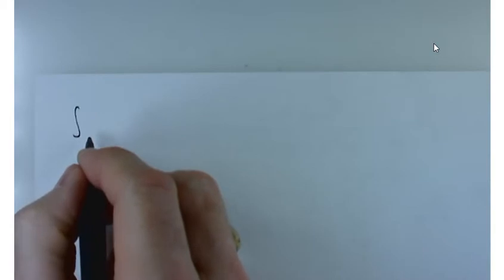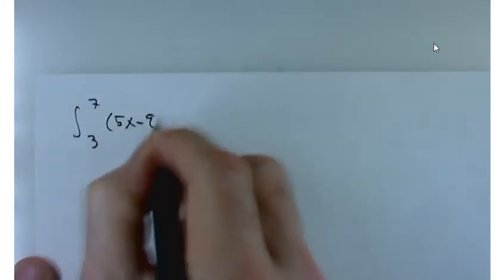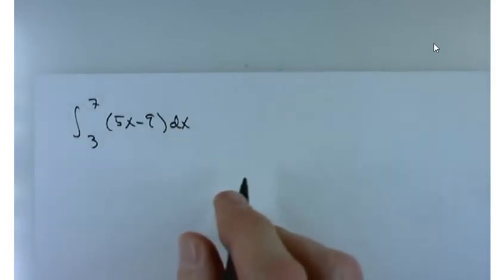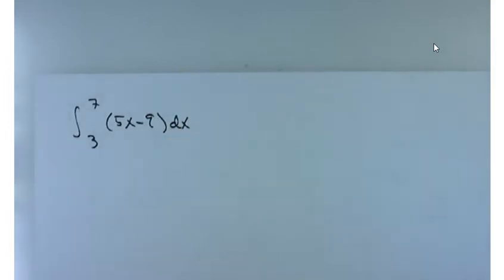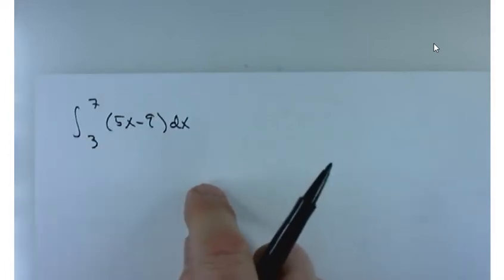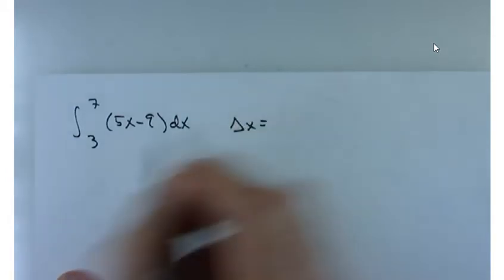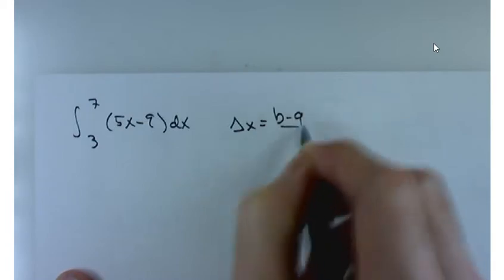All right. So the integral from 3 to 7 of 5x minus 9 dx. This one's going to be a little bit more annoying because the lower limit is not 0. So we'll start by figuring out what delta x is. Delta x is going to be b minus a over n.